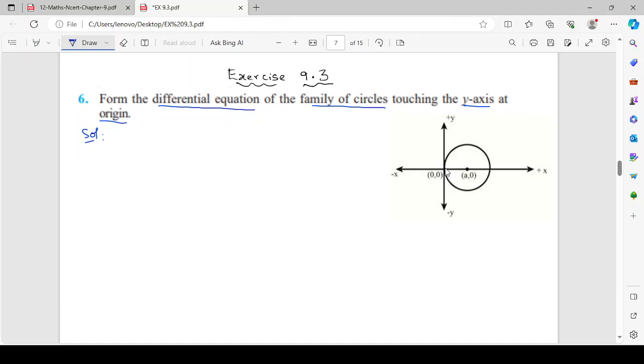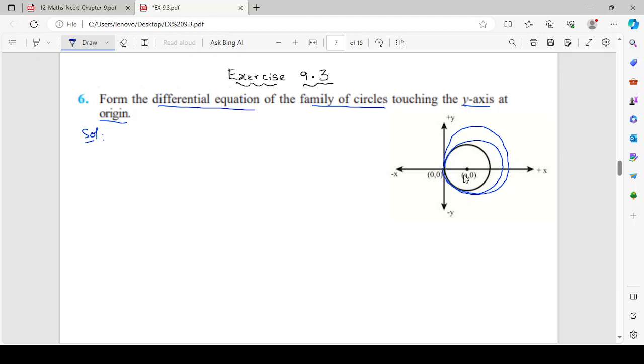I have given one of the circles. Family of circles means you can find another circle of this kind, another circle of this kind. All these circles are touching the y-axis only at origin, and their centers will be different, right? So for this circle, if A is 1, it is a unit circle. For the next one, A will be 1.5 or 2 units. For the next circle, A equal to 3 and so on.